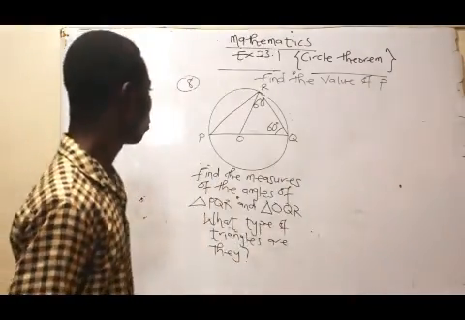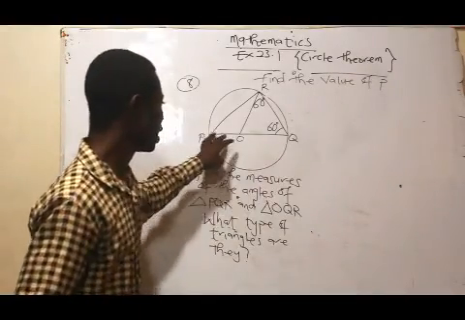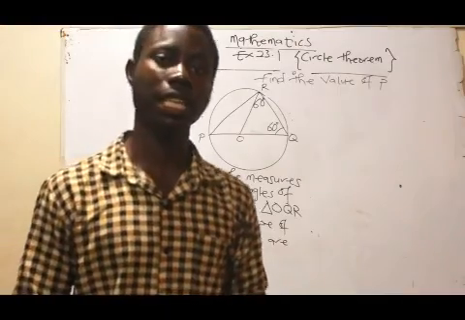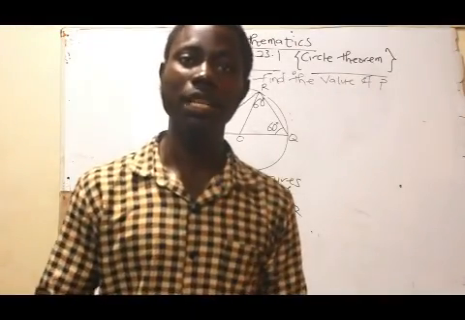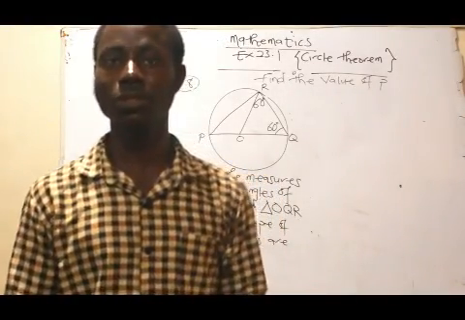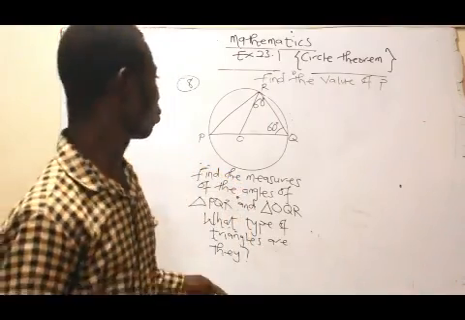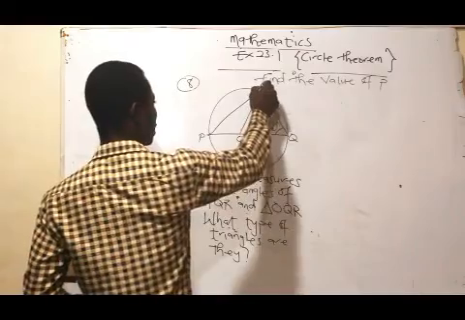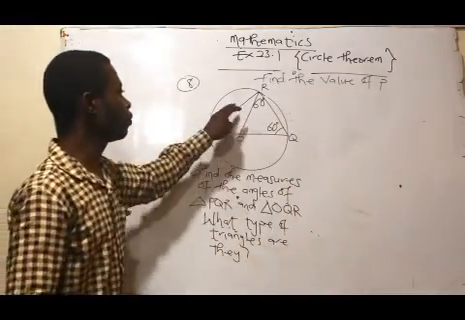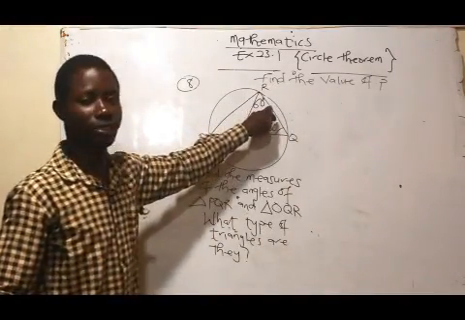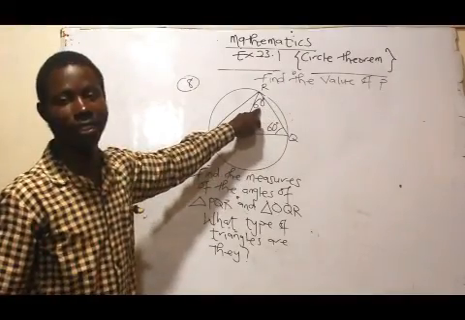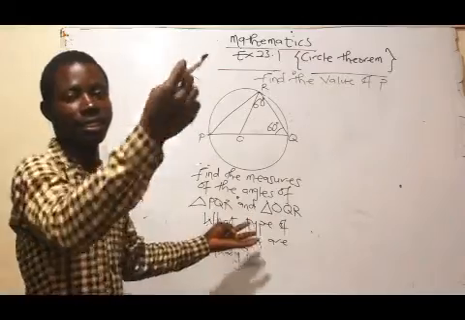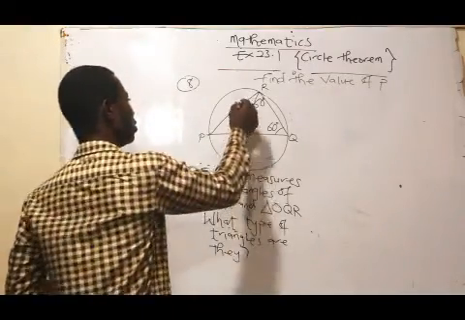So this line joining P to Q passes through the center O, so it means that line PQ is a diameter, and the diameter subtends an angle of 90 degrees at the circumference of the circle. So it means that if the whole of this angle is 90 degrees and we have 60 here, then here too will be what? 30 degrees, because when you deduct 60 from 90, we get 30 degrees.